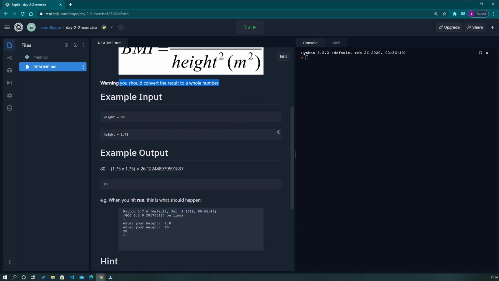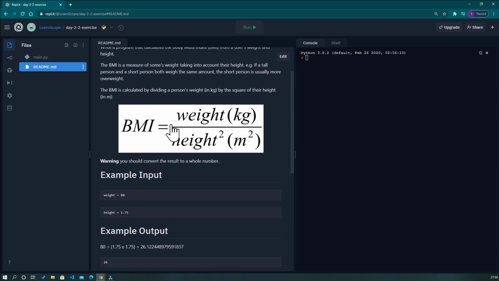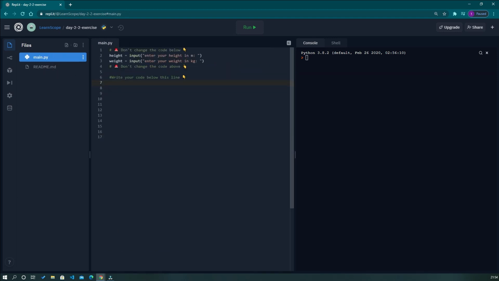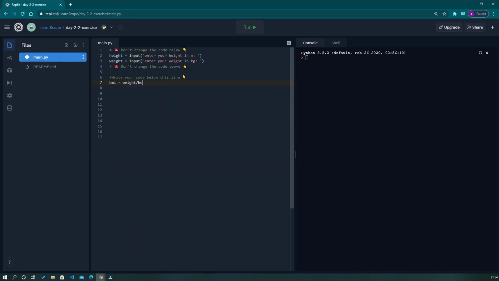Right, okay, weight, height, and then, so this is the example, and then you need to convert it to a whole number. Check the data type of the inputs, try to use the experiment code, and convert it to a whole number, int. Perfect, okay. So BMI equals weight in kg divided by height squared. Let me just put down the formula, so this is not part of the code, but it's just to take note. BMI equals weight divided by height squared.